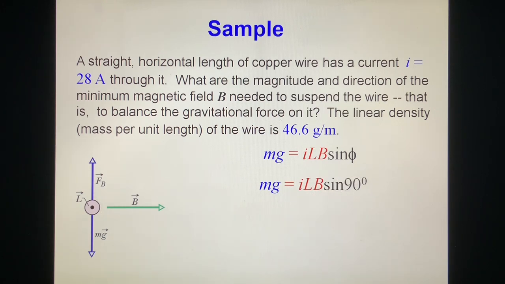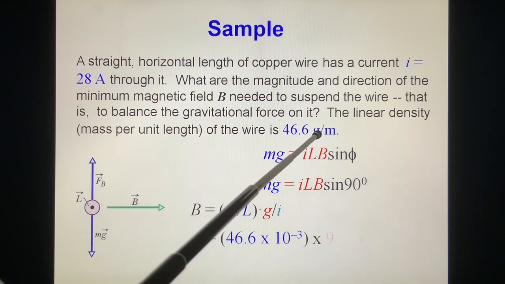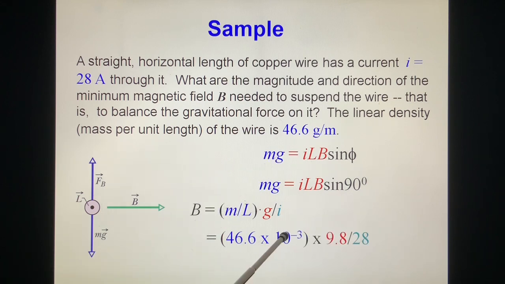In other words, the angle between B and the current is 90 degrees. So for the direction, B is perpendicular to the wire and perpendicular to I. Then, very simple, B equals mg over IL, and m over L is the linear density, 46.6. Remember, we have to use the unit kilogram, so we multiply by 10 to the minus 3, and we get the answer.